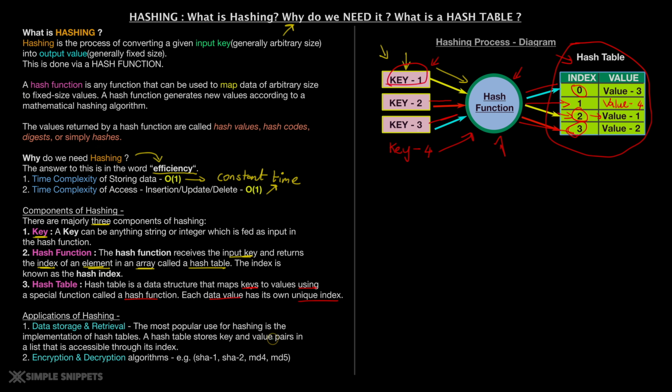So a hash table stores keys and value pairs in a list that is accessible through its index. And when it comes to hashing in context to cryptography, network security and cyber security, hashing is also used for encryption and decryption purposes, and there are many pre-written algorithms. You must have heard of SHA-1, SHA-2, MD4, MD5 hashes.